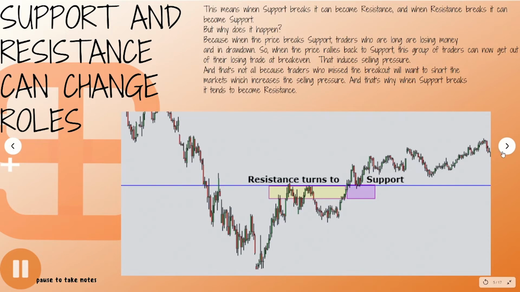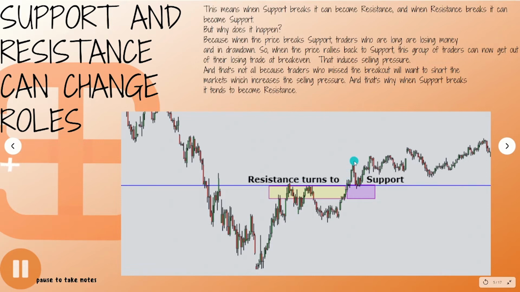Now, support and resistance can change roles. And what this means is support breaks. So let's say this is a resistance example right here. So we have resistance right here. Market rejected this area twice. Now, the third time when it came up here, it broke this resistance and then continued higher.